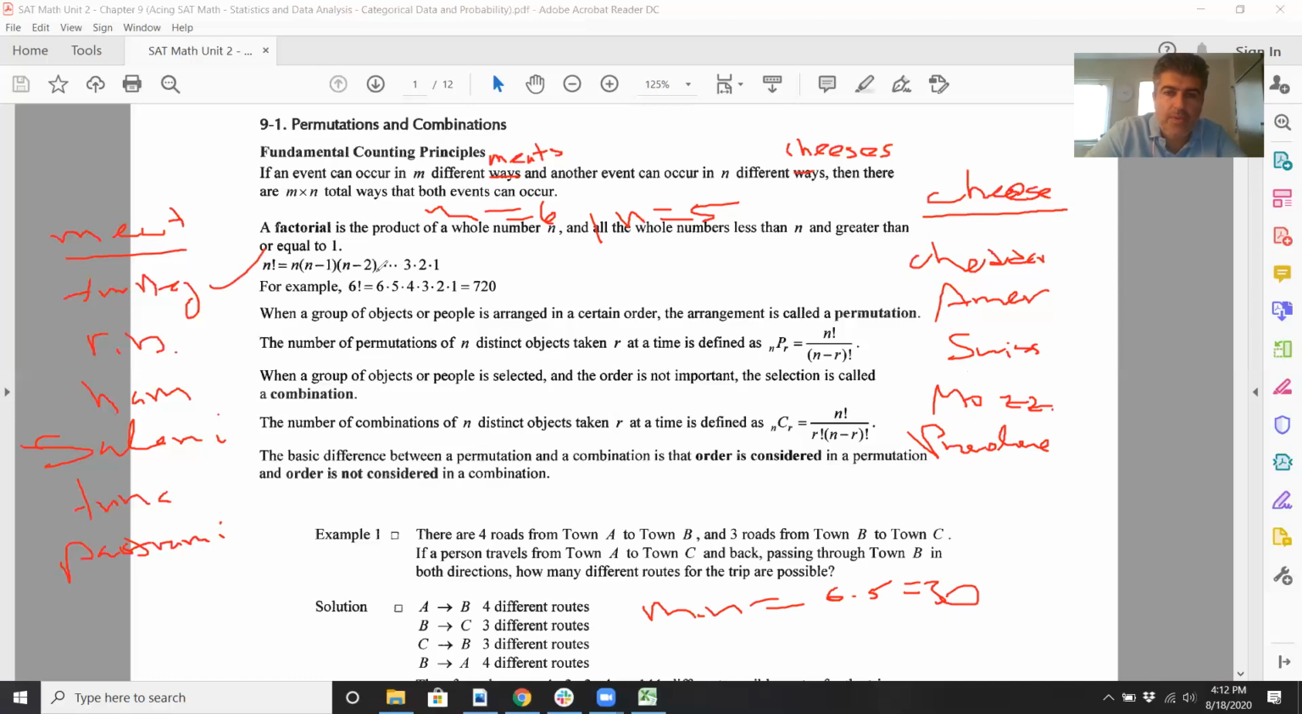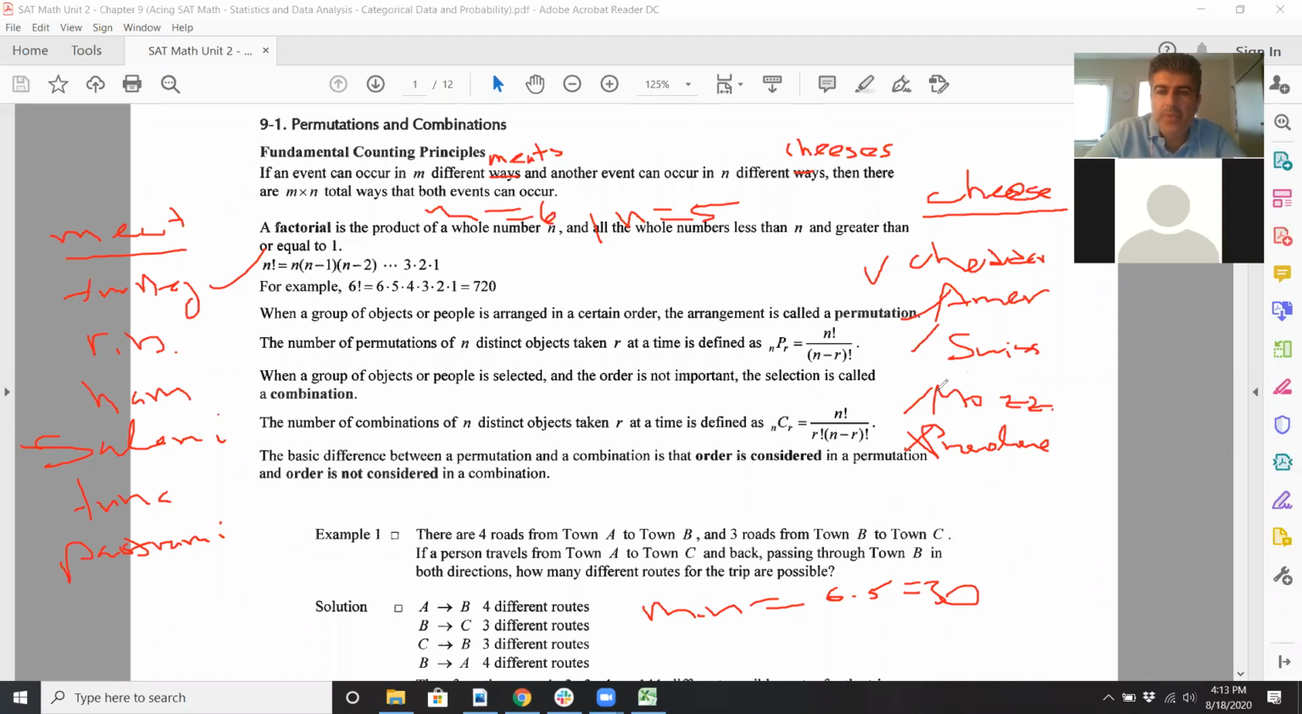You can do turkey with cheddar, or turkey with American, turkey with Swiss, turkey with mozzarella, turkey with provolone. So that's 5 sandwiches with turkey. Or you do roast beef with cheddar, American, Swiss, mozzarella, provolone. So another 5 ways. Or you do ham with all those, or salami, or tuna. So basically it's 6 times 5.